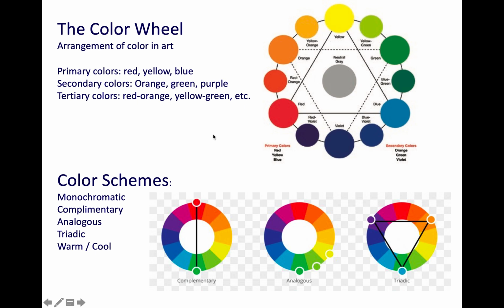So then in terms of how we choose colors to work with in a work of art, there is the arrangement of color around a color wheel, right?